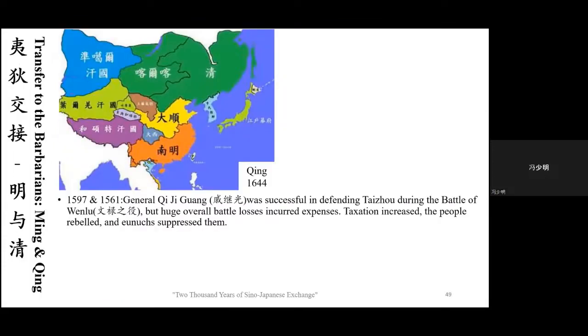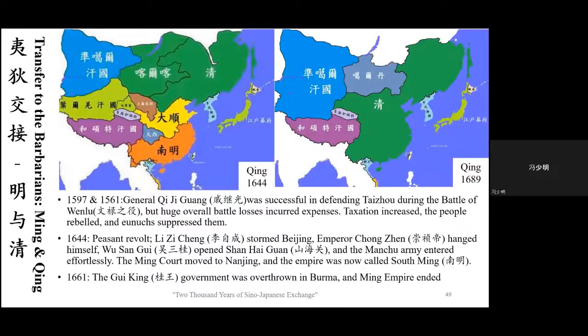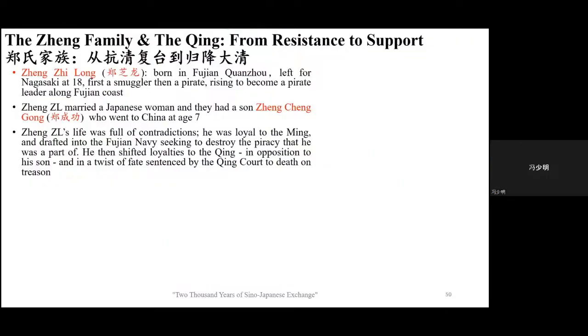So eventually, under General Qi Jiguang, they were successful in defending Taizhou, but eventually they could not resist the entrance of the Qing dynasty. And finally, in 1661, the Ming Empire ended, and the Qing now unified the whole of China.